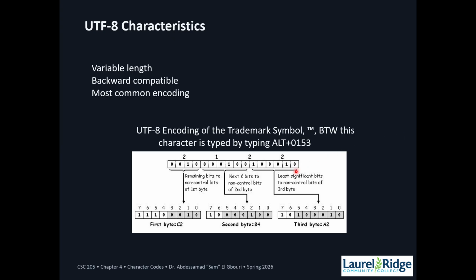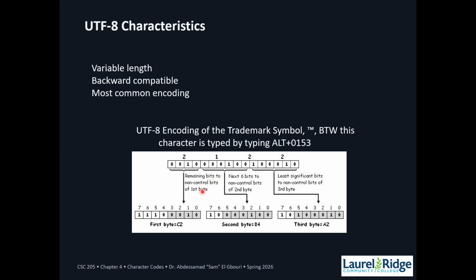There are some characteristics of UTF-8: variable length, backward compatible, and the most common encoding. Here is an example of how UTF-8 represents the characters 2, 1, 2, 2. When 2 is converted into binary, it's 0010. There's another 2, 0010, that's 2. Then three zeros and a 1, that's the number 1. And then 0010, another 2.